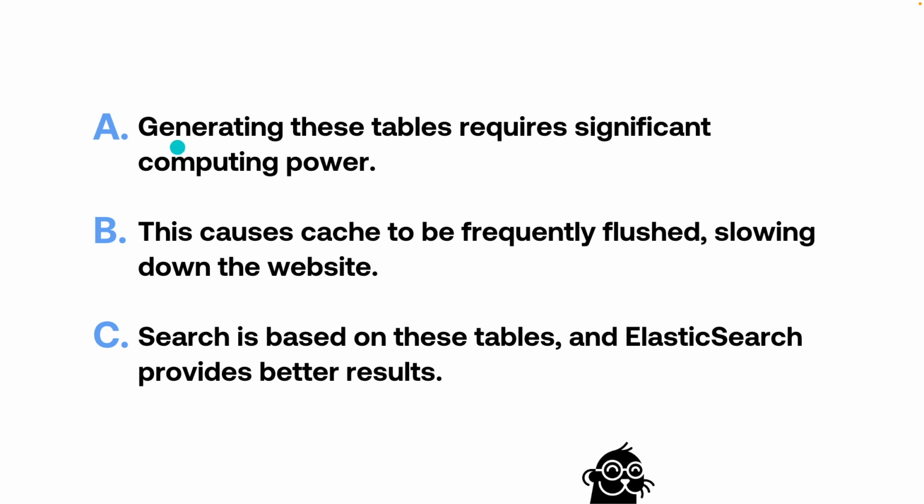So A, generating these tables requires significant computing power. B, this causes the cache to be frequently flushed, slowing down the website. And C, search is based on these results and Elasticsearch provides better results. What do you think the correct answer is? And the question again is, why do you say it's a bad idea to leave this enabled?